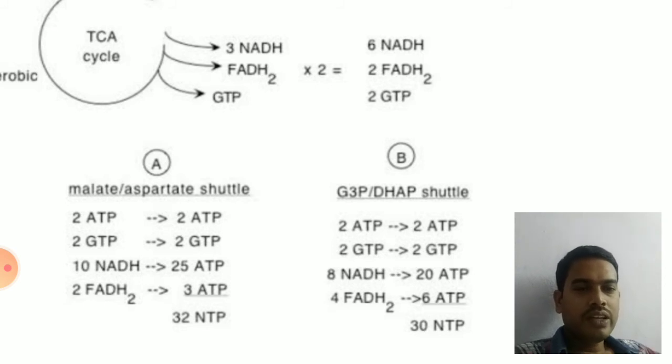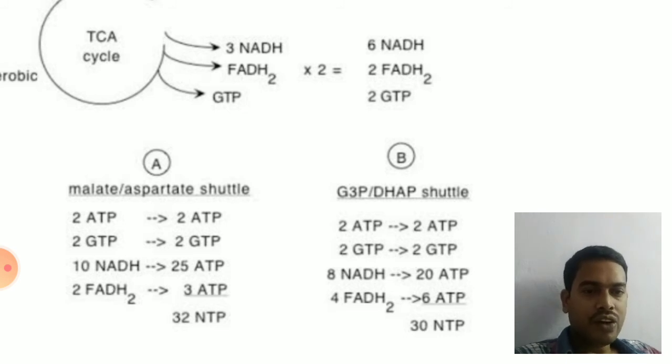So if the NADH enters the mitochondrial electron transport chain via the malate aspartate shuttle, there won't be any loss of ATP molecules. So finally 32 ATP molecules are formed for complete oxidation of 1 glucose: 2 ATP, 2 GTP, 10 into 2.5, 25 ATP for NADH, and for FADH2, 2 into 1.5, 3 ATP molecules. So total 32 ATP molecules.